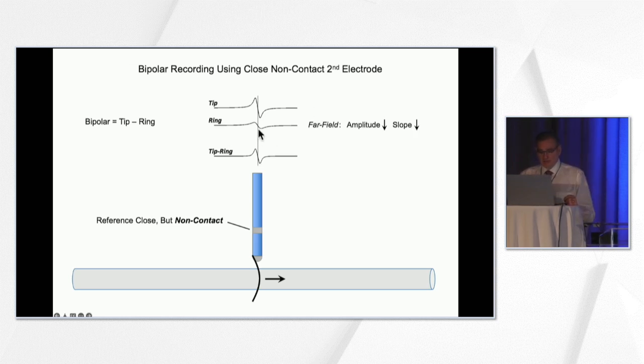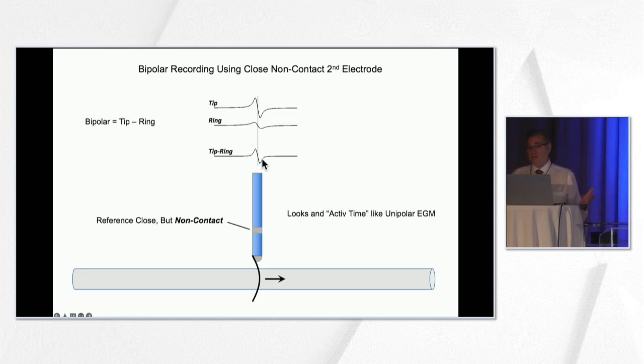So when the amplifier subtracts this from this, you wind up getting an electrogram, and Pascal said it, you said it very, very quickly, but you introduced it beautifully for me. You get an electrogram that looks like a unipolar electrogram. You get a bipolar electrogram that looks, at times, like a unipolar electrogram. It has some added value.